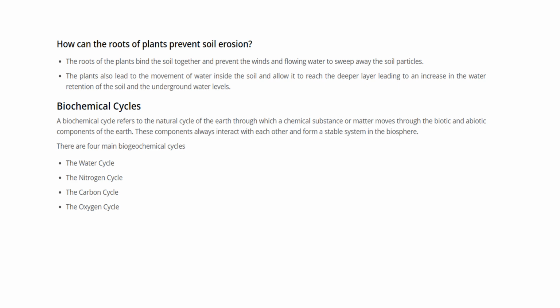These are called biogeochemical cycles. So what are the four main biogeochemical cycles? They are the water cycle, nitrogen cycle, carbon cycle and the oxygen cycle.